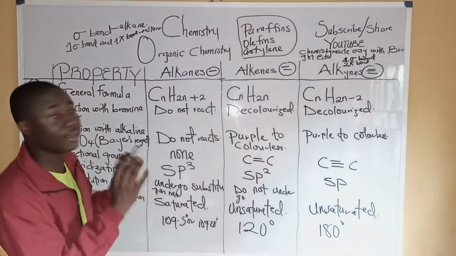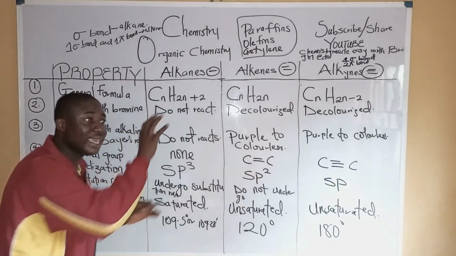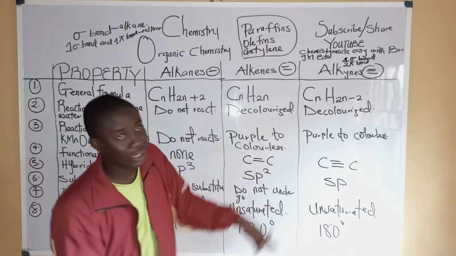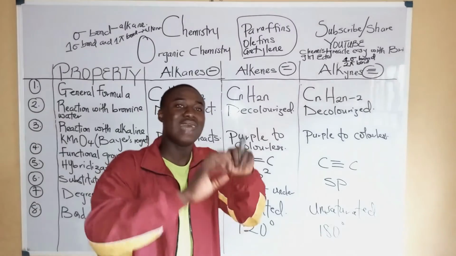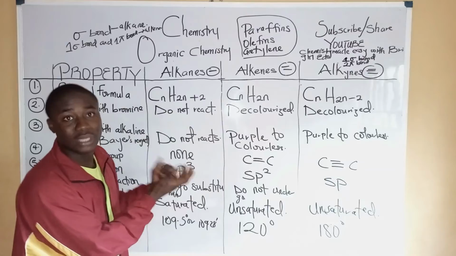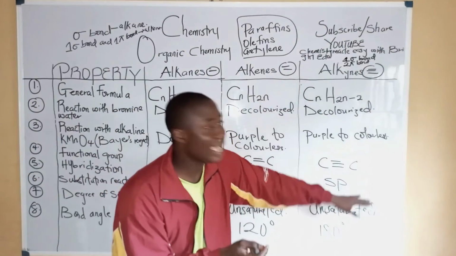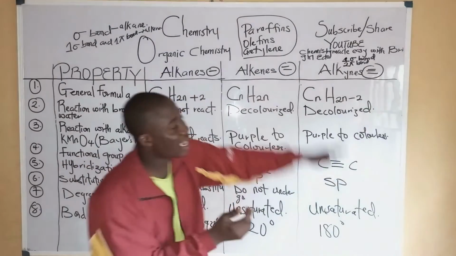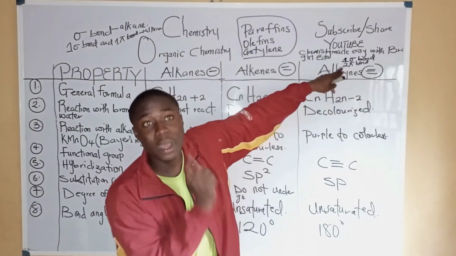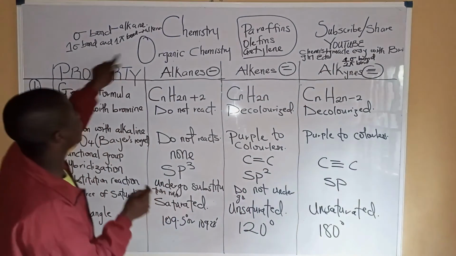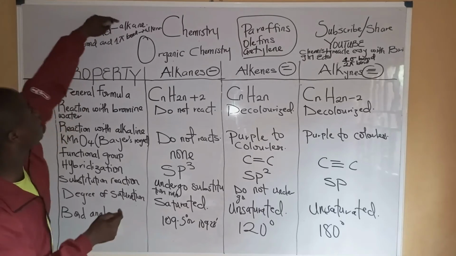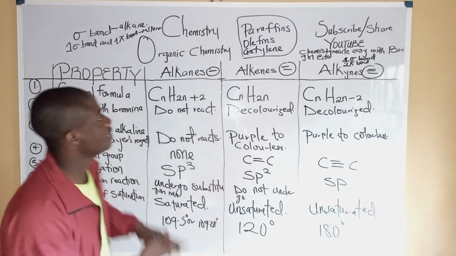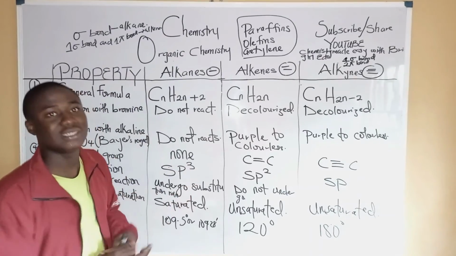Now let's talk about their reactivity. The reactivity of alkanes is normal. They react normally because of the presence of the bond. Alkenes react more, and their reaction is stronger than alkane reaction. Alkynes are more reactive than both groups of compounds because they have two pi bonds. Alkenes have just one pi bond, and alkanes have no pi bond.